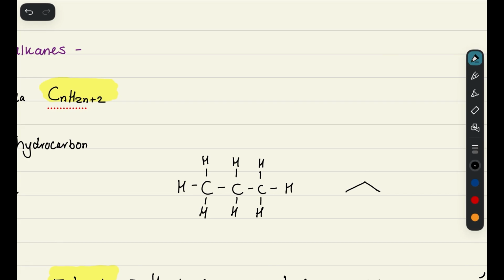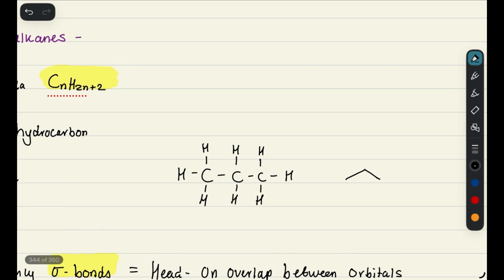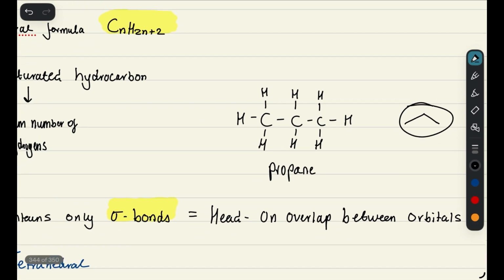So this one, again, we think about our naming. There are 3 carbons down the longest chain, so this is prop, and then the suffix for alkanes is ane. So propane is a 3-carbon chain alkane. And you can see I've also drawn it in its skeletal format here. So make sure you're comfortable with moving between the two.